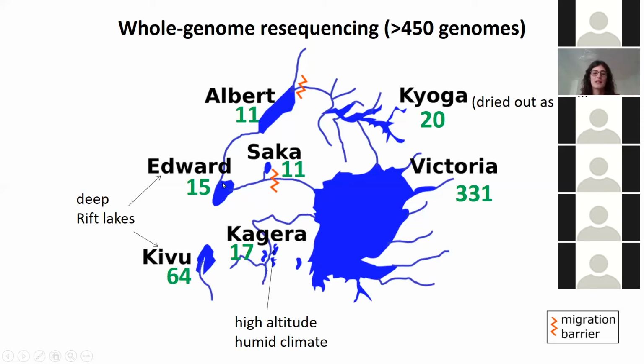For instance, Lake Edward and Kivu are deep rift lakes which may not have dried out during the dry period. And the Kagera lakes are at high altitude in more humid climate and may therefore still have harbored some water bodies that could have hosted some ecological diversity during the dry period, which may then have colonized the lake as an ecologically diverse radiation.